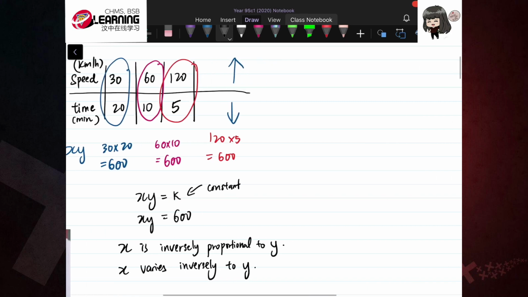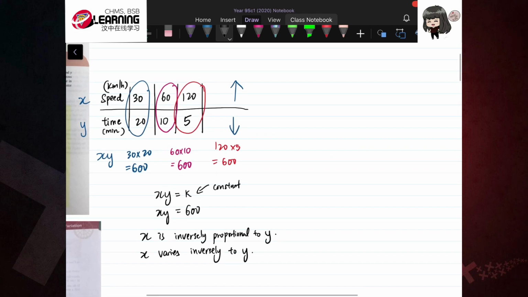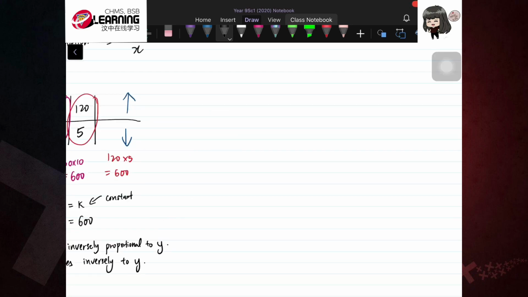I give you another example of inverse variation to help you understand more, just in case you don't really understand the speed and time example. Let's say we are cleaning the classroom. We have the number of minutes, the time to clean up the classroom, and we have the number of students who clean the classroom.